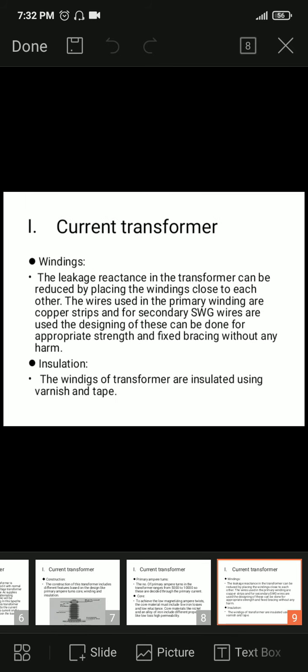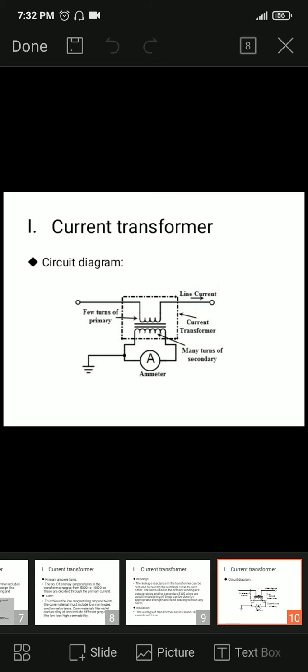Number 3, windings. The leakage reactance in the transformer can be reduced by placing the windings close to each other. The wires used in the primary winding are copper strips, and for secondary windings SWG wires are used. Number 4, insulation. The windings of the transformer are insulated with varnish and tape.